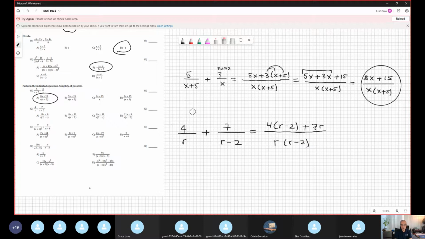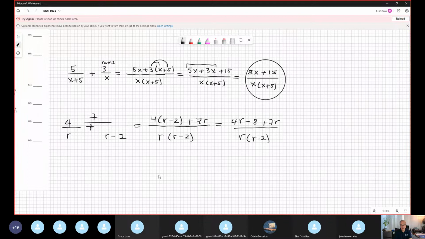Okay. Now ready, the rest is easy, the rest is classical. Distribute the property, 4R minus 8 plus 7R over R times R minus 2. We combine 4 and 7 is 11. 11 what? 11R. 11R minus 8 over R minus 2.